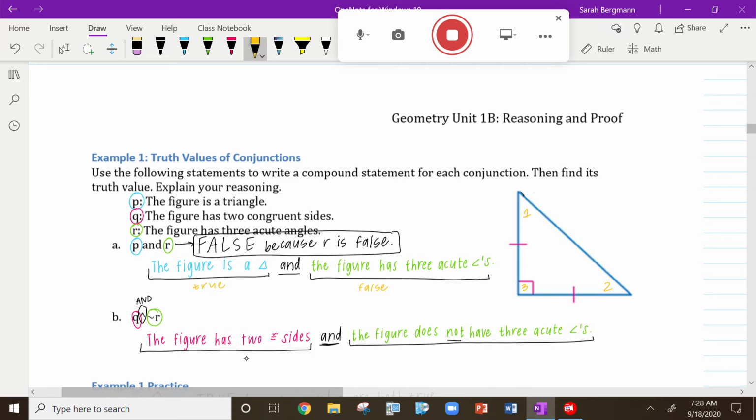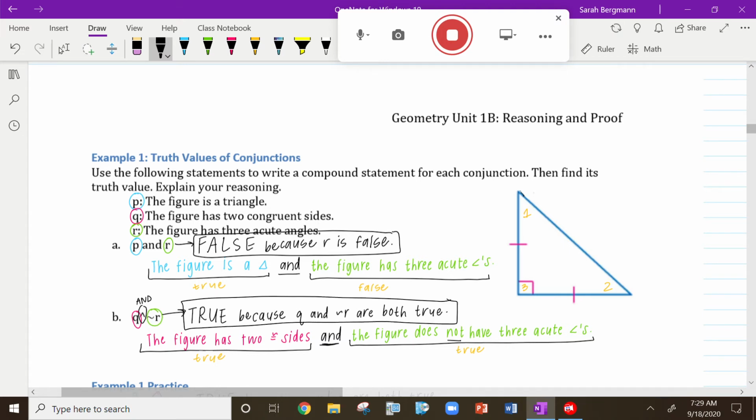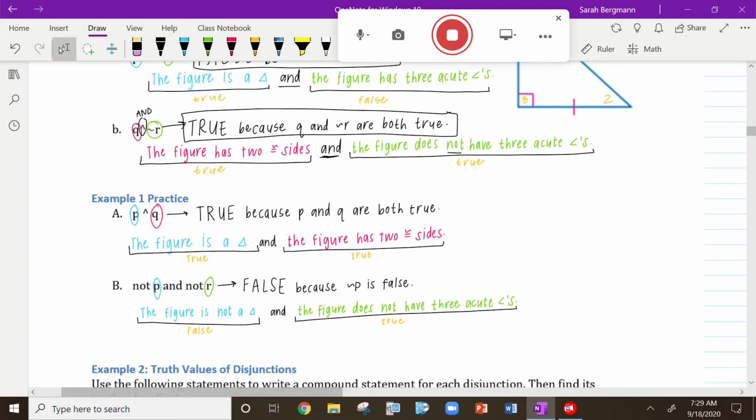Let's talk about these truth values. The figure has 2 congruent sides. This is true. You can see them marked in the figure. And the figure does not have 3 acute angles. This is also true because we said that R is false. That means not R must be true. So overall, this is true and true. So the whole statement is true because Q and not R are both true. Pause the video and try the example problem below. Here's the answer.